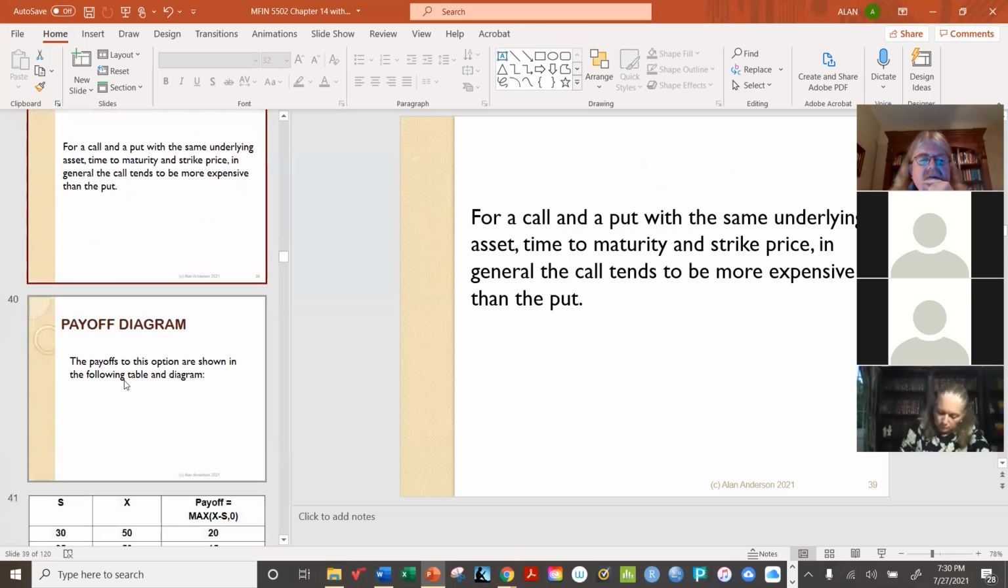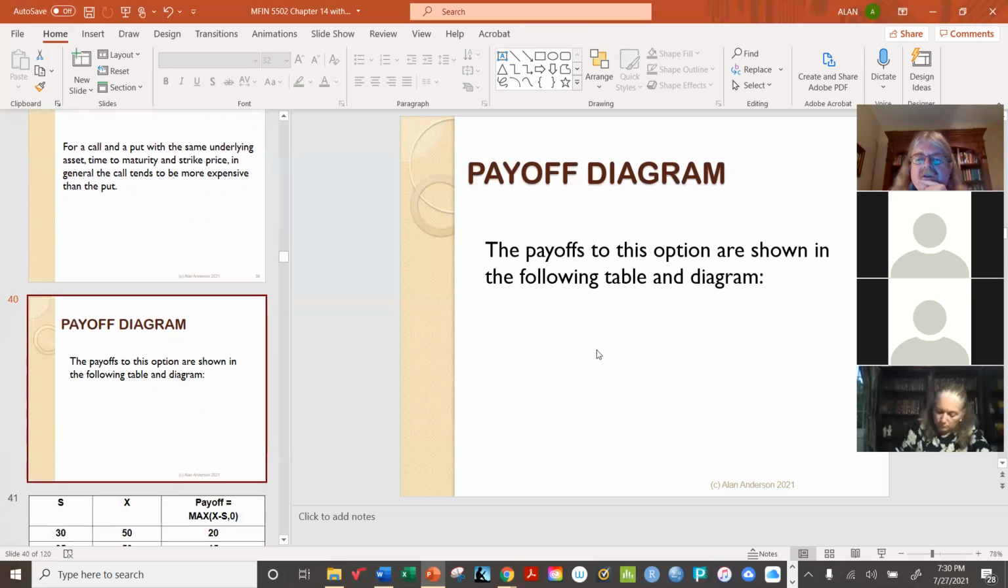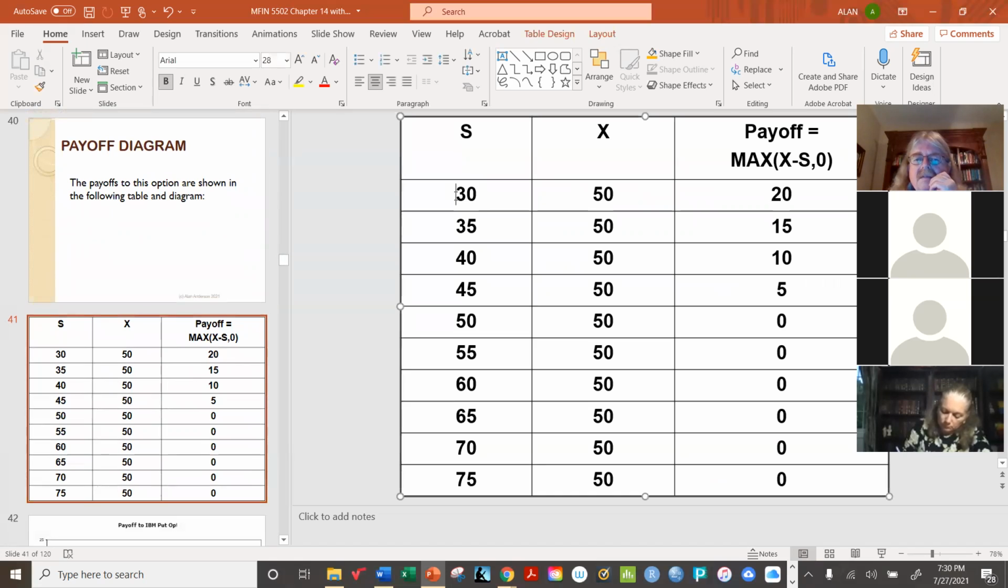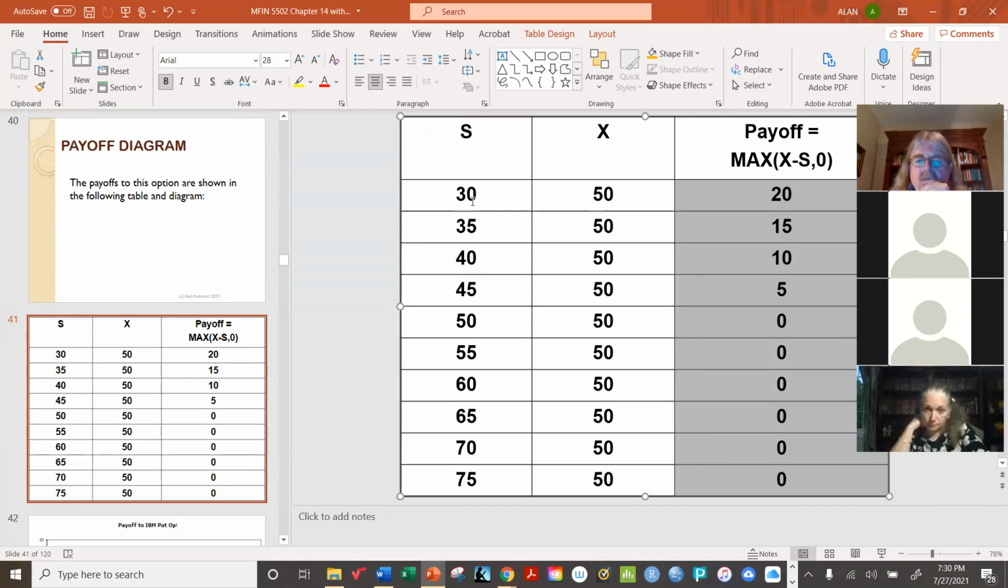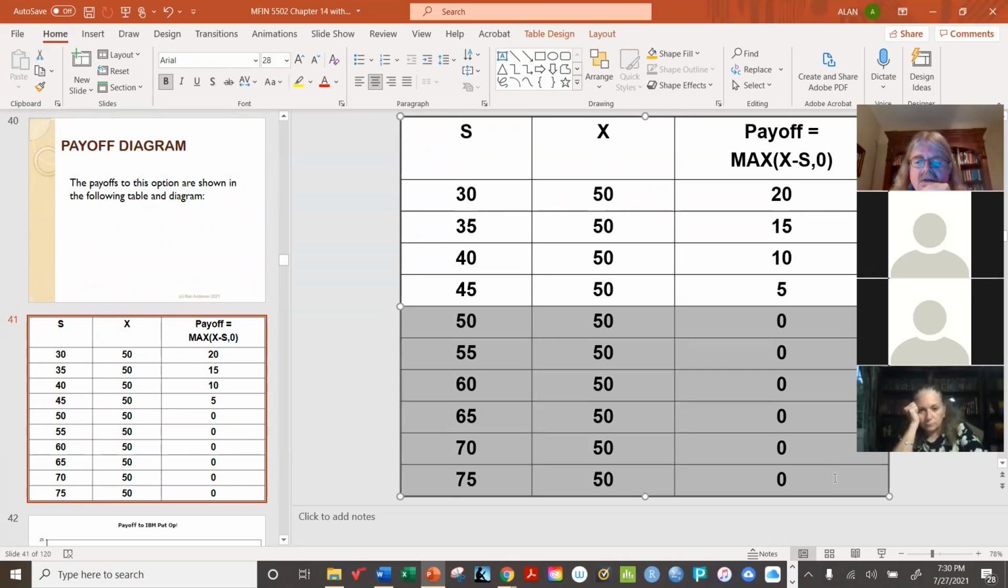All right, so here's the diagram. Now, first, here's the table. Same setup, same scenarios. Now look at these payoffs. They start out very high, and they work their way down to zero pretty quickly. Because here, we want the stock price to be less than the strike price. And that's true up until here, and then after that, it's all zeros. So what do you suppose this graph is going to look like?